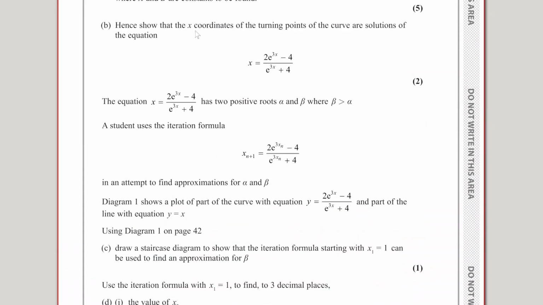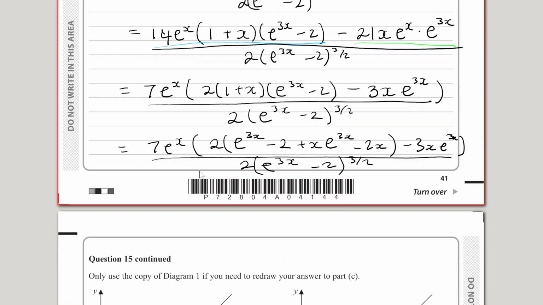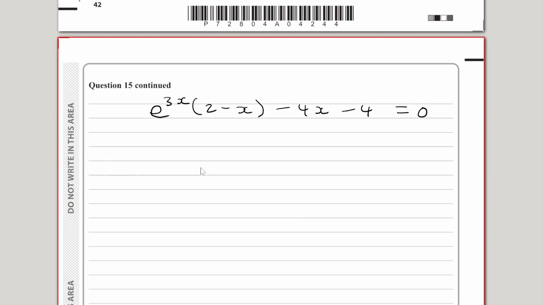So we are trying to show that the x coordinates are solutions to the equation. So something in the form x equals is what we want. So let's expand this bracket. 2e^(3x) minus xe^(3x) minus 4x minus 4 equals 0. We want the x equals. Let's get the two x terms by themselves.